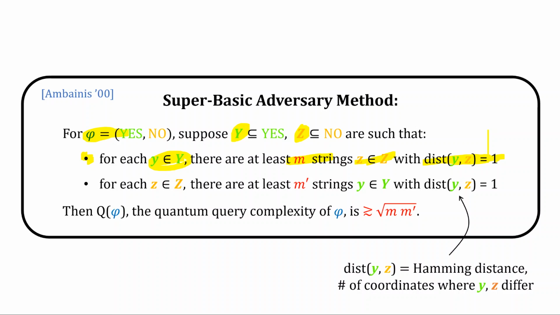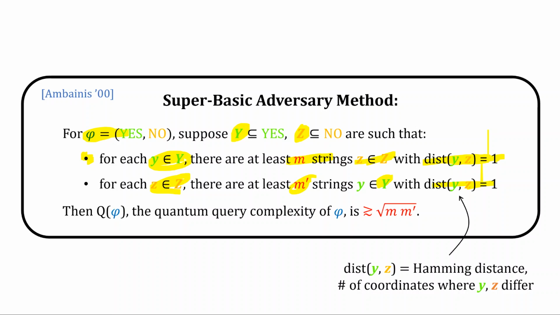And conversely, we want the same thing in the other direction, that for every string little z in our set big Z, there's a lot of strings, some m prime strings, in capital Y that are very similar to z, so that, again, the Hamming distance is 1. So there are many pairs of strings, essentially, in capital Y and capital Z that look very similar. They only differ on one coordinate, even though the algorithm is supposed to say yes on the Y strings and no on the Z strings.